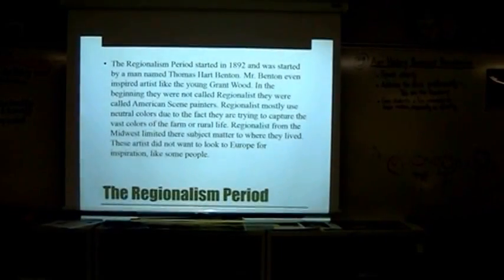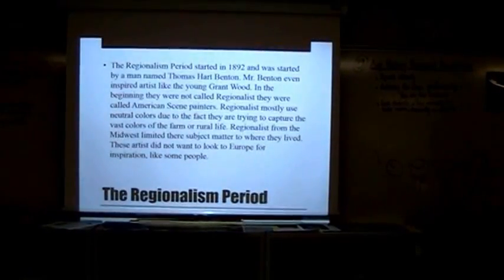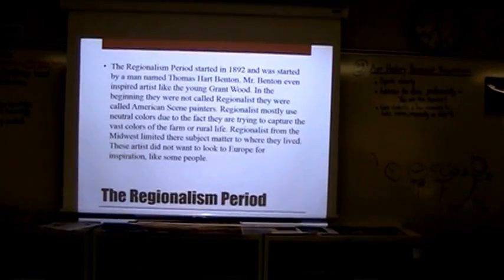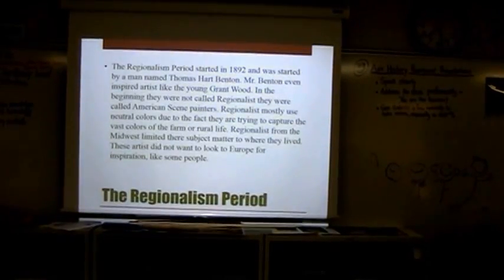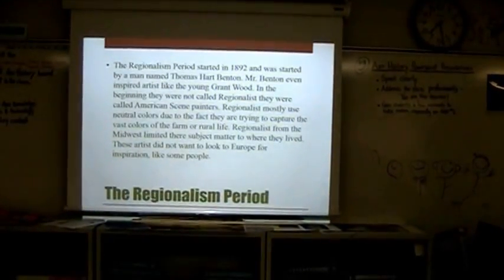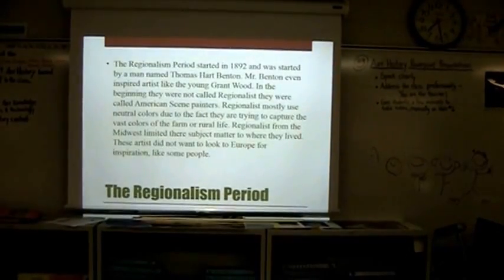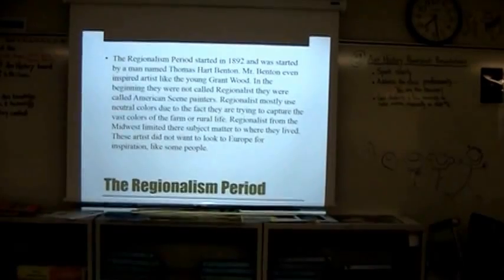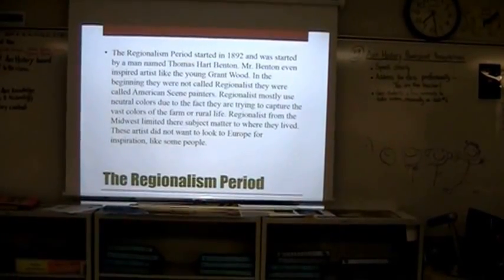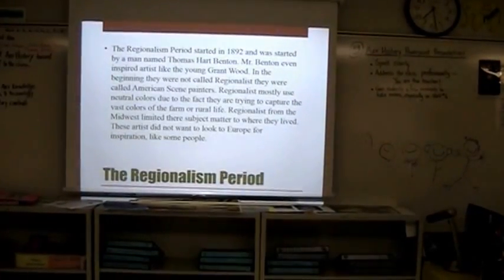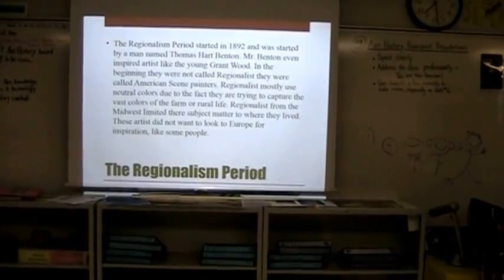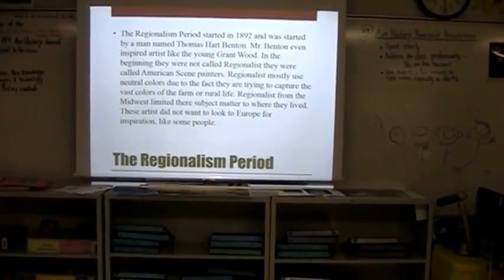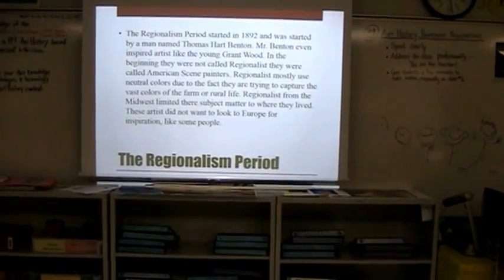The regionalism period started in the 1890s and was started by a man named Thomas Hart Benton. Mr. Benton even inspired artists like the young Grant Wood. In the beginning, they were not called regionalists. They were called American scene painters. Regionalists mostly used neutral colors due to the fact that they were trying to capture the vast colors of the farm or rural life. Regionalists from the Midwest limited their subject matter to where they live. These artists did not want to look to Europe for inspiration, like some people.